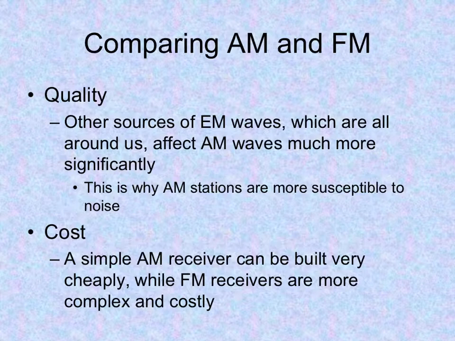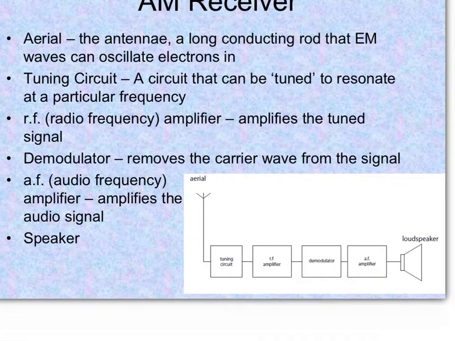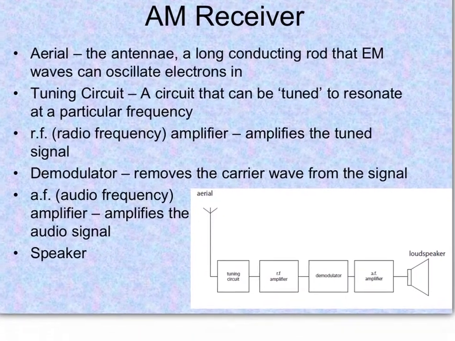And then you have cost, and it's obviously always about cost. FM receivers are not that expensive to make, but they're still more complex. An AM receiver is a very, very simple thing to create, to design, to wire up. Whereas an FM receiver is a little more complex, a little more costly. And actually, an AM receiver is not that difficult to make. It only takes a couple parts.